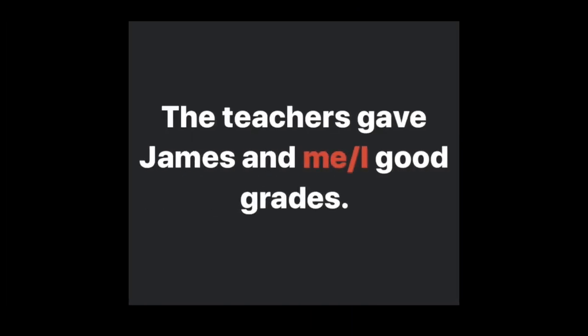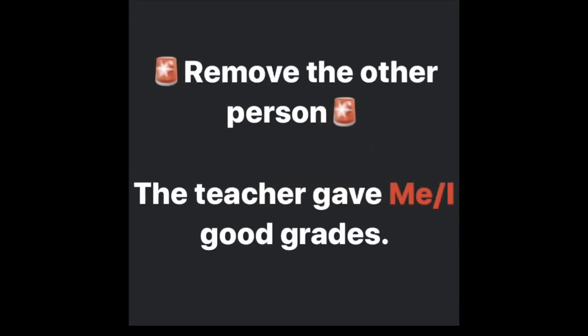So here we go. We have the teachers gave James and me or I good grades. We have to decide which one goes. So we'll remove James. We took James from the sentence. Now, the teacher gave me good grades or the teacher gave I good grades. You would never say, the teacher gave I good grades. That just doesn't make sense. So clearly that sentence needs the word me. The teacher gave me good grades.